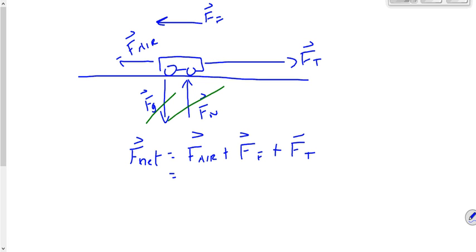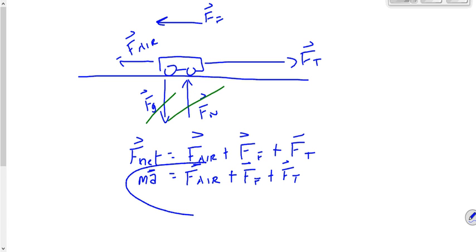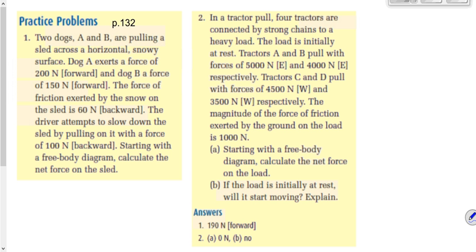But if I'm looking for the acceleration, then what am I going to do? The net force is equal to the sum of the forces. What do we say on the first day of this unit? The net force is also equal to m times a. So if we're looking for acceleration, we're going to replace that F net with m times a, and then say ma is equal to the force of air resistance plus friction plus the tow truck. Plug in our numbers and solve. What do you got to be careful of here? Direction, positives, and negatives.